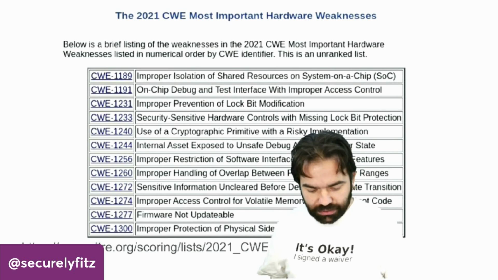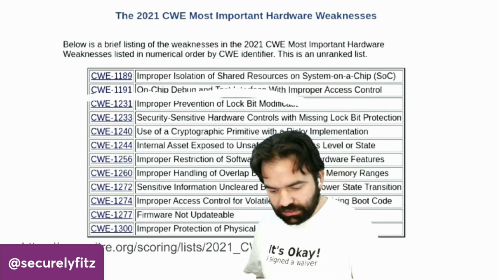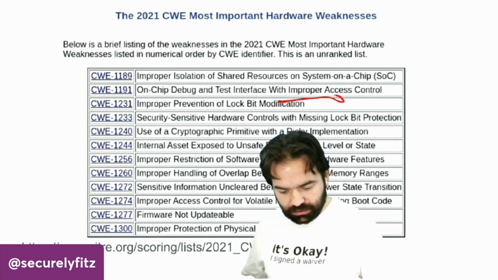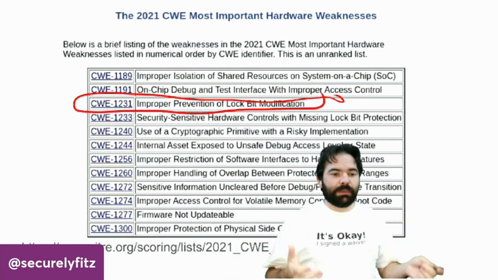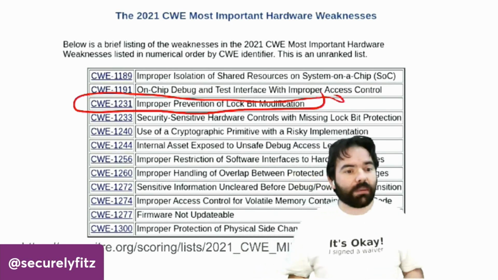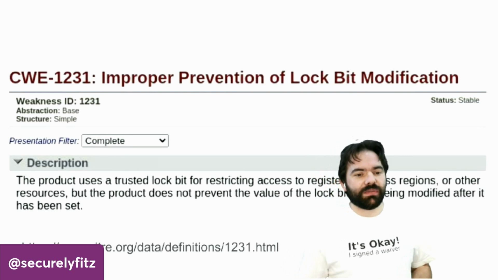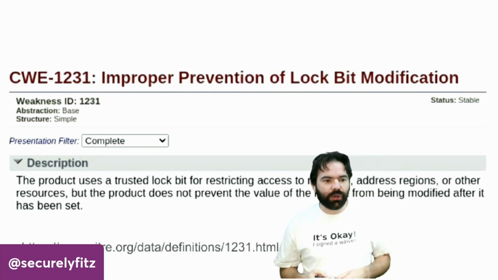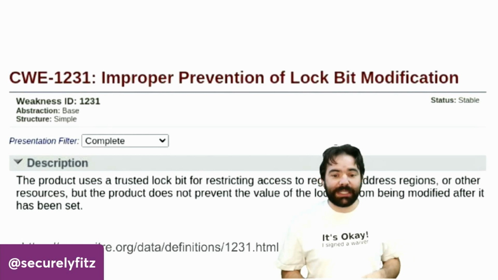But what really is important to me is the fact that I'm writing in white. Let me change my color to write in red so you actually see it. Right here: improper prevention of lock bit modification. I'm talking about flipping bits, not just any bits, but flipping lock bits and the bits they're supposed to be locking. There are details on each of these, along with examples for many of them. The product uses a trusted lock bit for restricting access to registers, address regions, or other resources, but the product does not prevent the value of the lock bit from being modified after it has been set.